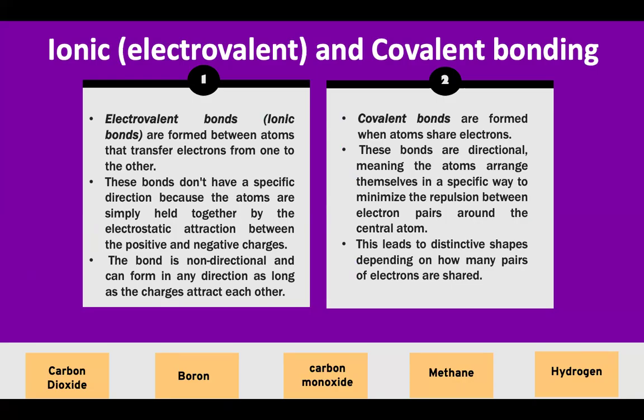On the other hand, covalent bonds are formed when atoms share electrons, and these bonds are directional, meaning the atoms arrange themselves in a specific way to minimize the repulsions between electron pairs around the central atom. And this leads to distinctive shapes depending on how many pairs of electrons are shared.